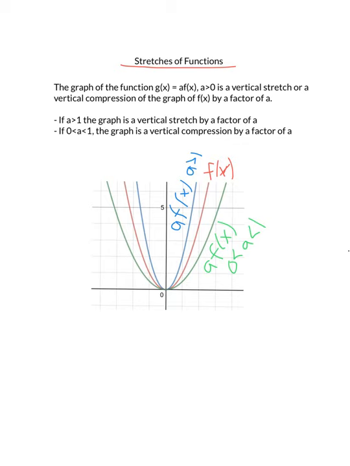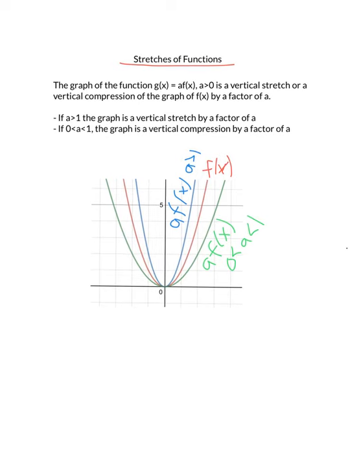So this is a stretch where a is bigger than 1. This particular example is 2x squared. So what you can see is that instead of my first point being here at 1, 1, my entire point has been multiplied by 2, or by my a value. So now it's at 2, 1.